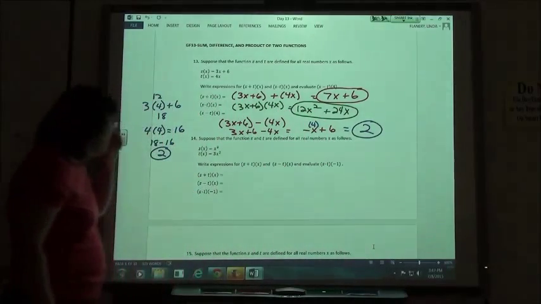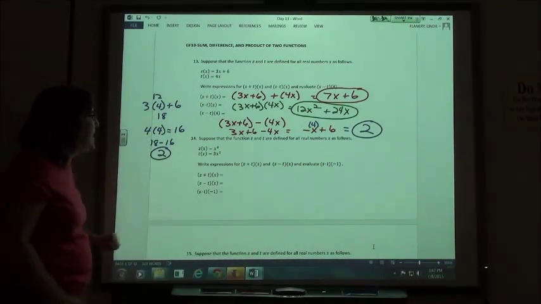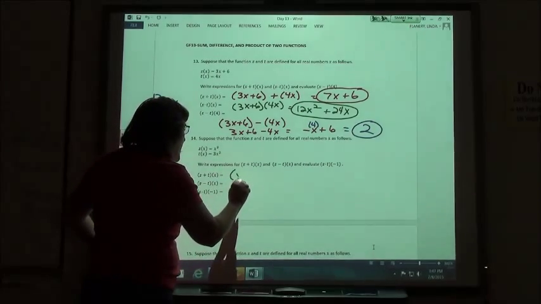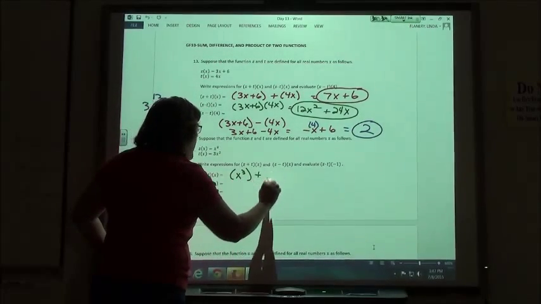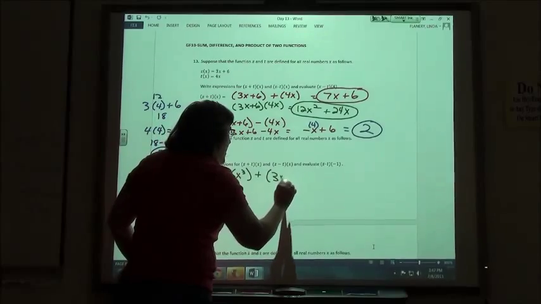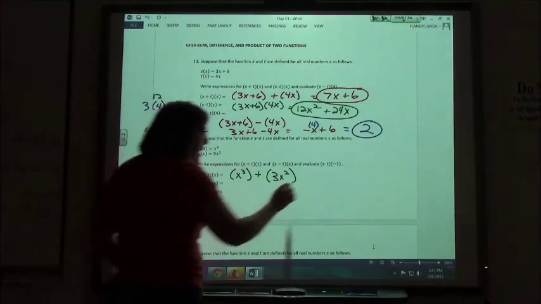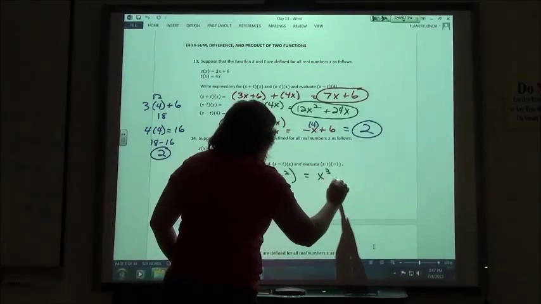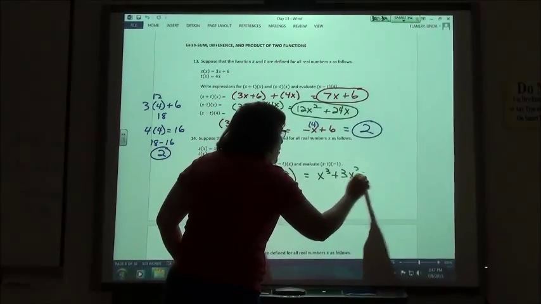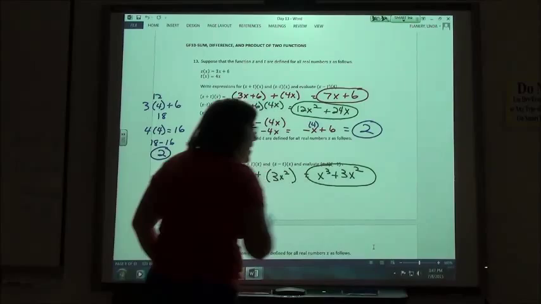So if I look at the next one, I'm doing s plus t. So s is the x to the third plus the t, which is the 3x squared. Now here I don't have any like terms, I really can't do anything, so I just get the x to the third plus the 3x squared, and that's going to be my answer.